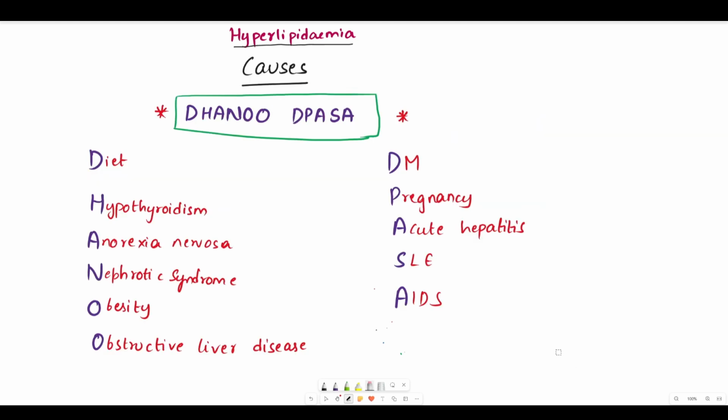Coming back to the causes of hyperlipidemia with one super easy memory trick. Just remember the mnemonic Dana Dapasa, where D means diet, diet which is rich in fats. H means hypothyroidism. A means anorexia nervosa. N means nephrotic syndrome. O means obesity. O means obstructive liver disease. D means diabetes mellitus. P means pregnancy. A means acute hepatitis. S means SLE, which is systemic lupus erythematosus. A means AIDS.